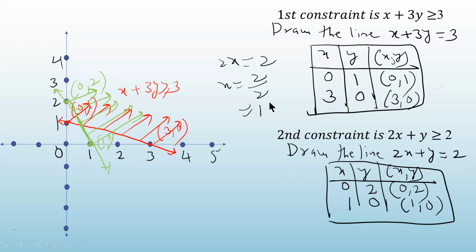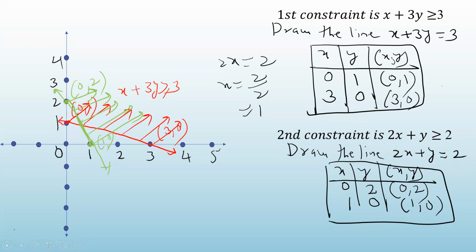That means the portion which is common to both the regions. You can see the portion which is common to both. See this red, the first region, is from here to here and above this line. And this one is from here to here and above this line. So you have to see the region which contains both green as well as red color. So it is from here to here and here.